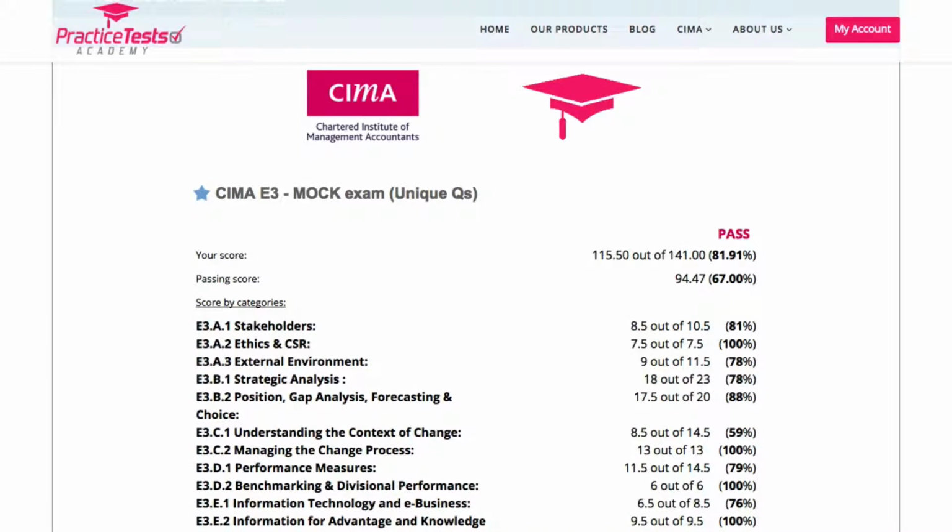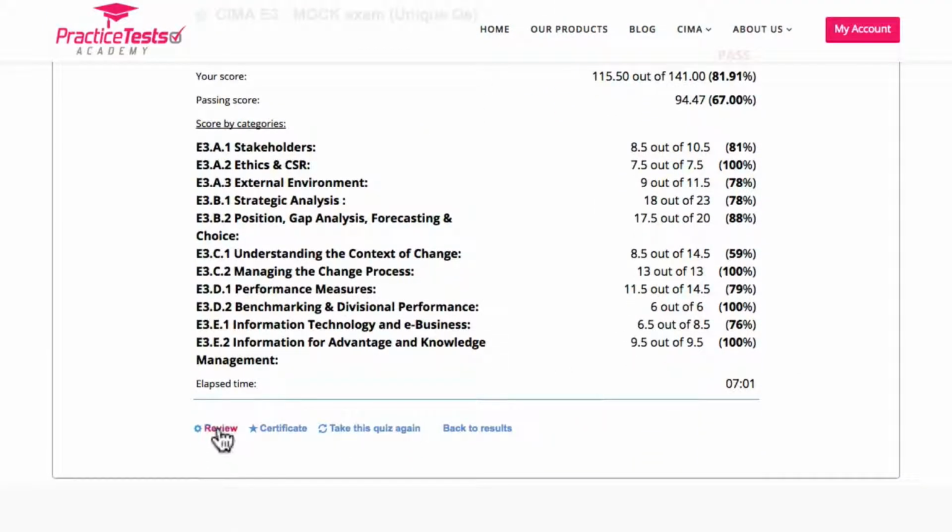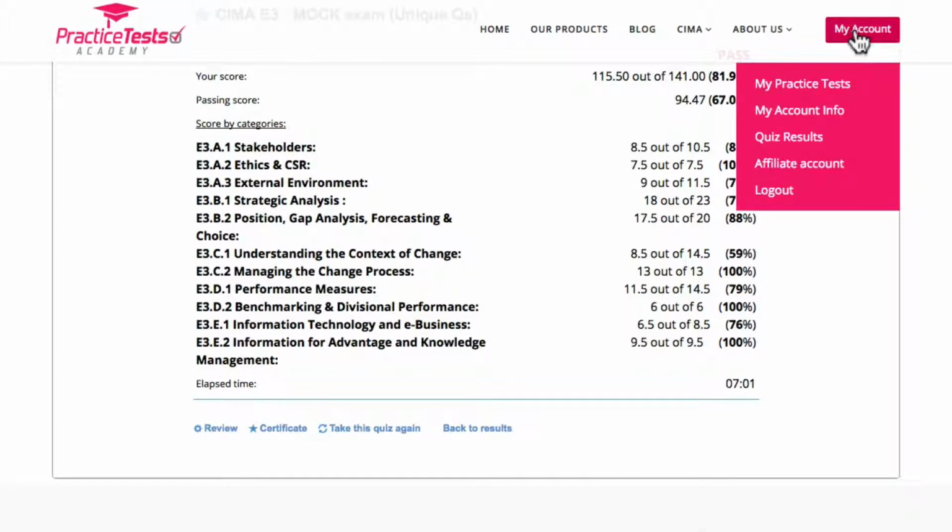One of our biggest competitive advantages is that you can clearly see how well you've done within each part and within each chapter. You can review all the questions with your answers and the correct answers, by going here and pressing this button, Review. If you would like to compare the results of this test with the results of a test that you have taken previously, that's not a problem. You need to go to My Account and Quiz Results and pick the other one.